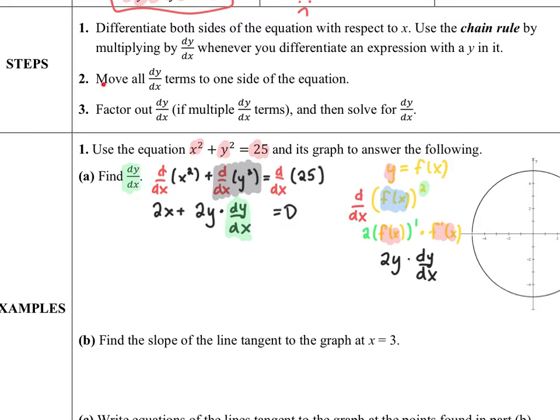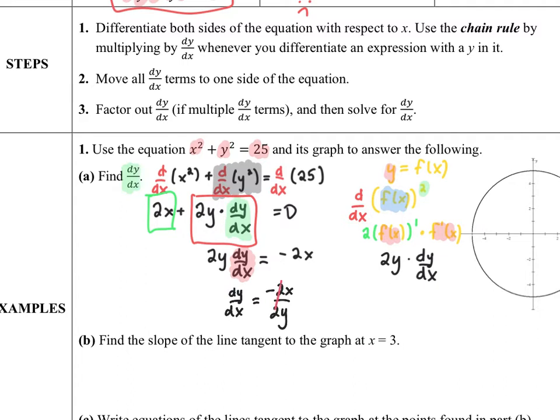Step number 2 says to move all dy dx terms to one side of the equation, and all I'm doing is solving for dy dx. So this clump right here, I'm going to keep on the left side of the equals, and this 2x, I'm going to subtract and move to the other side. I'm solving for dy dx, so now I just divide by 2y, and I simplify by crossing out those 2's, and I get my dy dx is negative x over y.